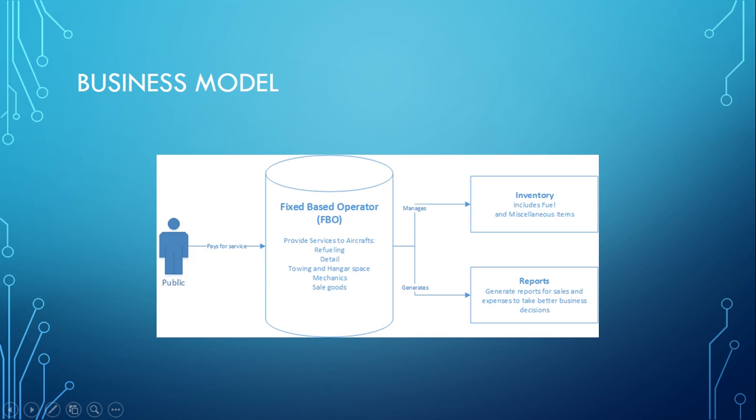So the scope of the system is to provide an inventory, which includes fueling or miscellaneous items such as candy, snacks, and stuff, and also generate reports, which will be provided by the sales.